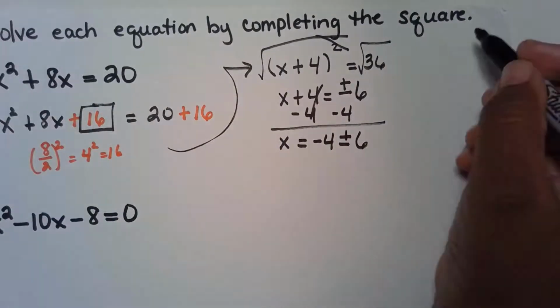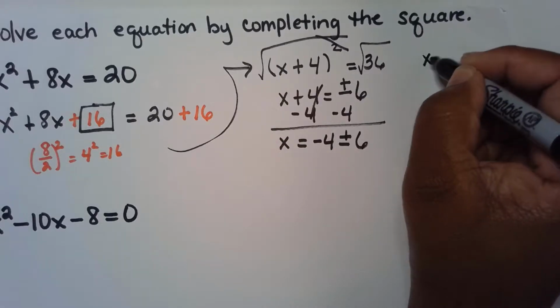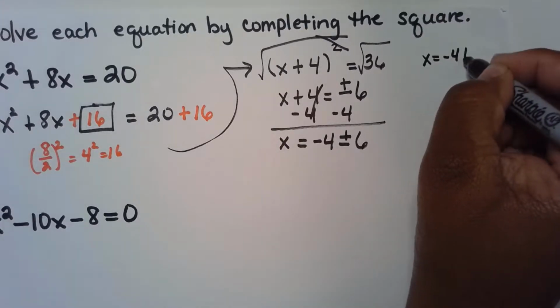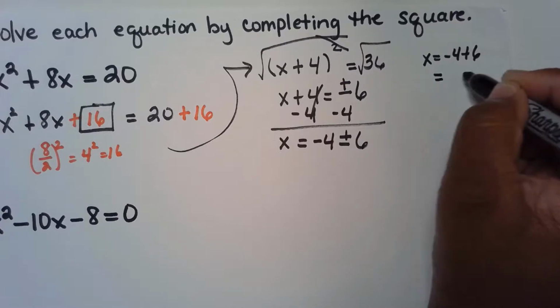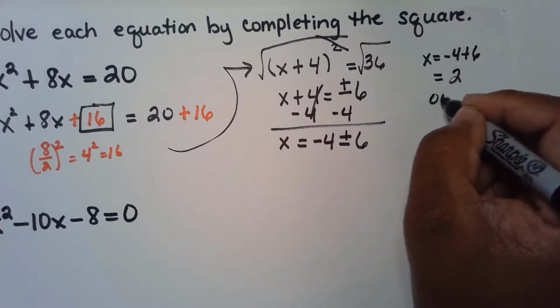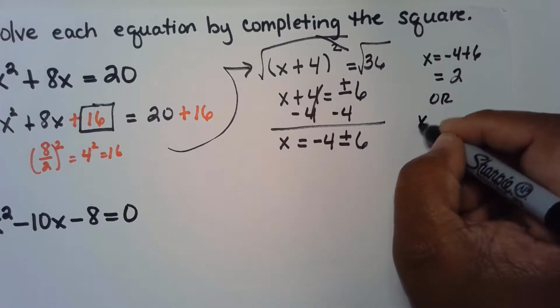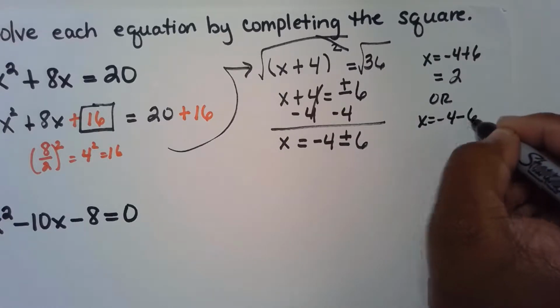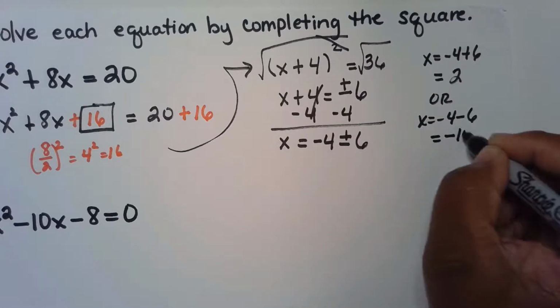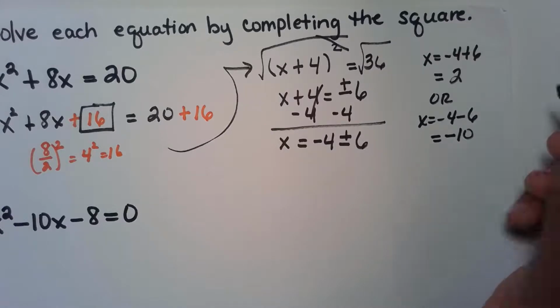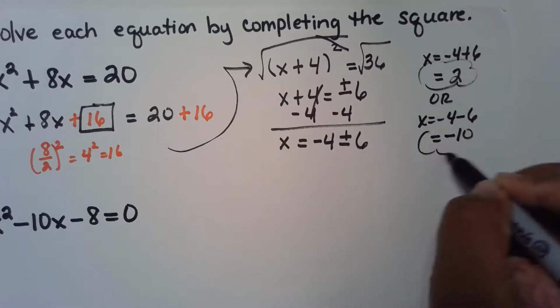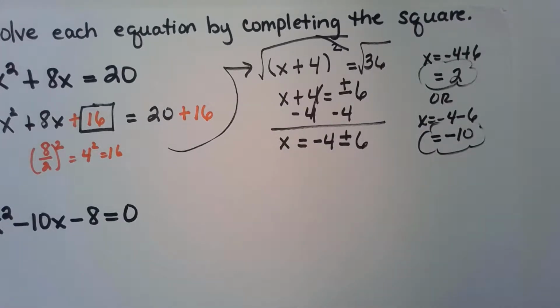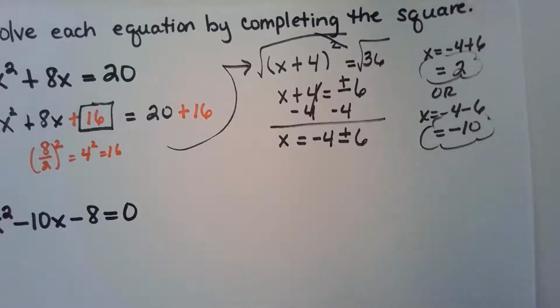So let's write the two solutions out. We have x is equal to -4 plus 6, which gives us 2. We have x is equal to -4 minus 6, which gives us -10. So our two solutions, 2 and -10. Now let's do the next one.